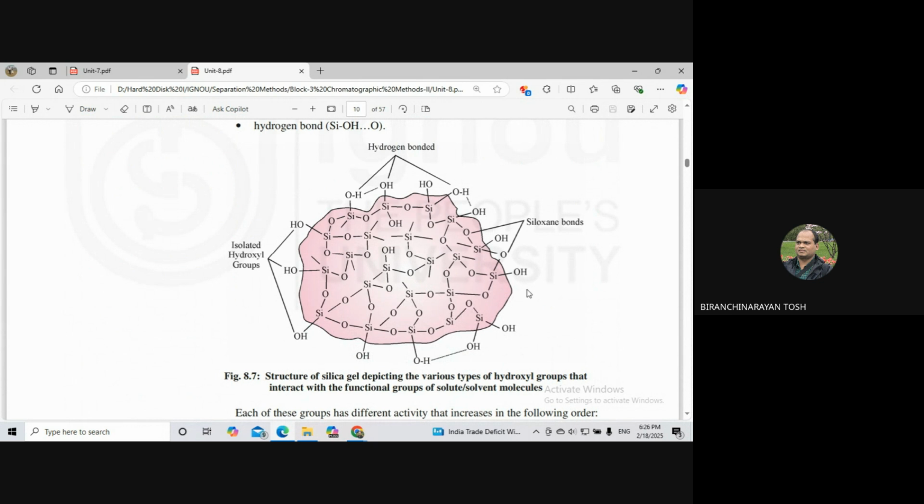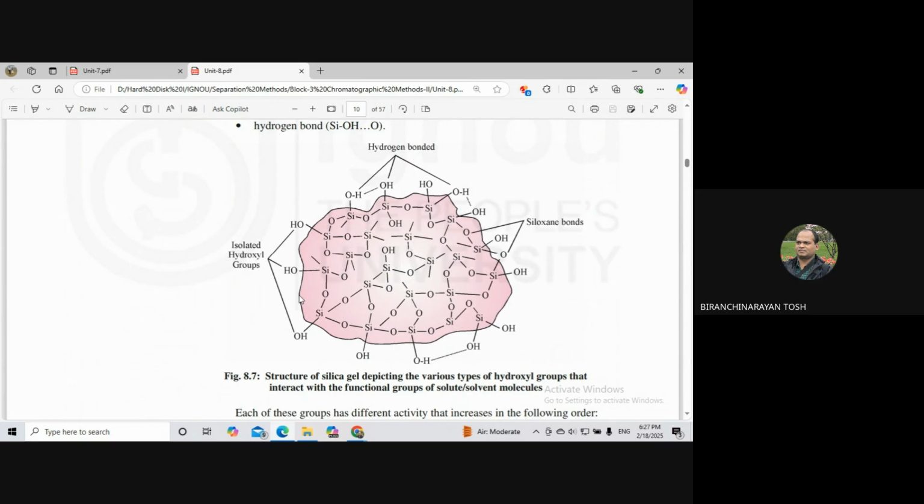Structure of silica gel depicting the various types of hydroxyl group that interact with the functional groups of solute and solvent molecules. So the hydroxyl groups can be divided into three types: silanol, that is the free hydroxyl group; siloxane bond, that is the silicon-oxygen-silicon bond; and hydrogen bonded silicon hydroxyl group and oxygen. Here the hydrogen bond and isolated hydroxyl groups; there is no bonded hydroxyl, these are isolated.